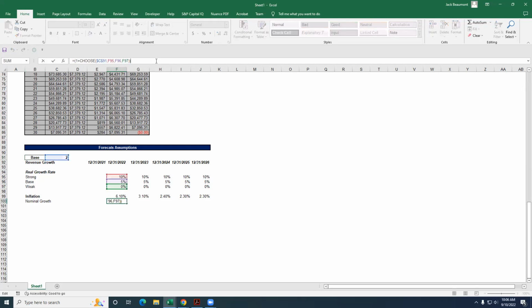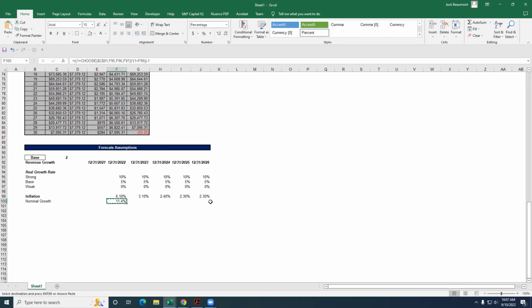So it's 1 plus that, and it's going to be times, let's not build it in there, it's going to be out here, times 1 plus inflation. And then it's going to be minus 1. Okay, so that's our real growth. Let's copy that across. And so that's our growth rates there.